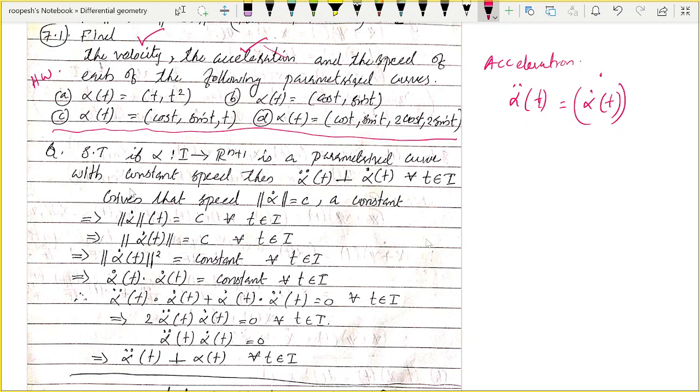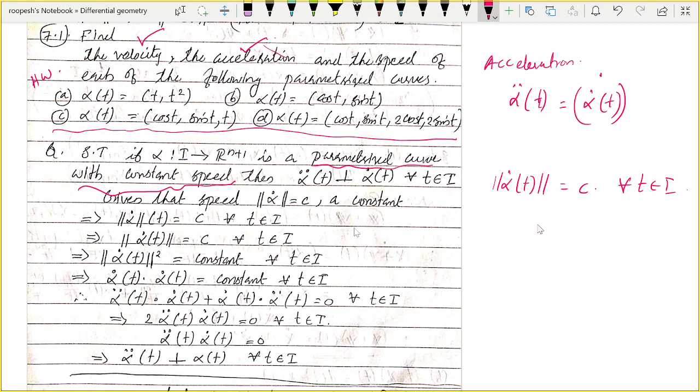Next, show that if alpha from I to R^(n+1) is a parameterized curve with constant speed, then alpha dot of t is orthogonal to alpha double dot of t. So given that it's a parameterized curve with constant speed, constant speed means the norm of alpha dot of t should be equal to c for every t belonging to I, right? It's given that it is a constant.